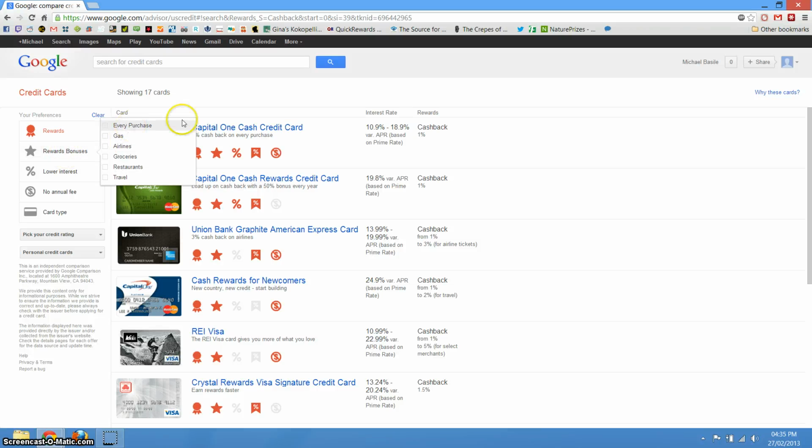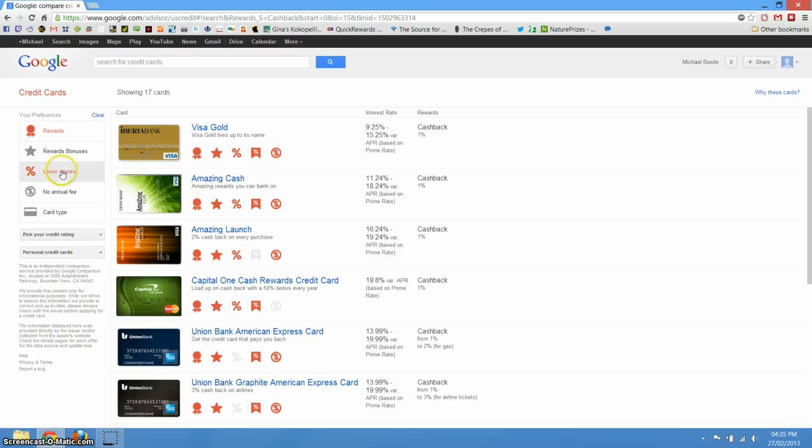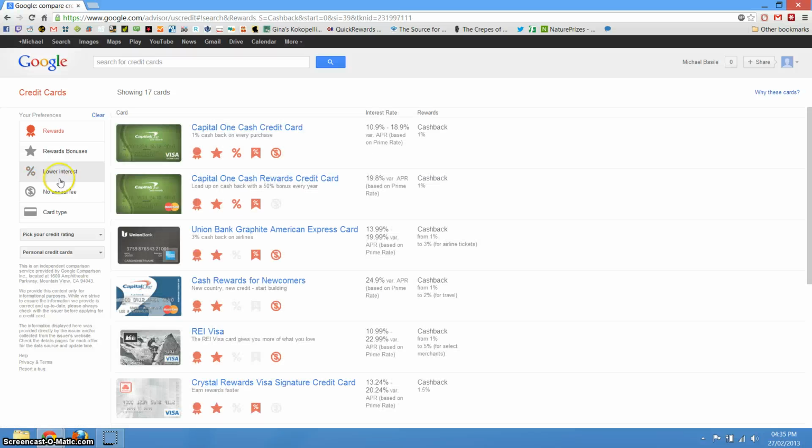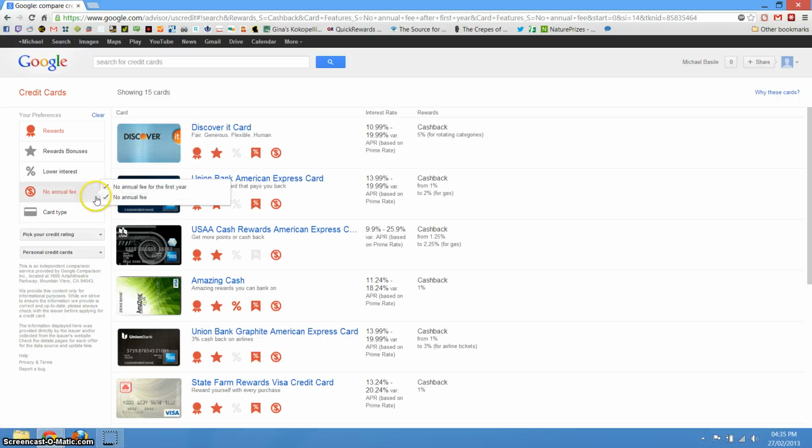Alright, reward bonuses, I kind of understand what they mean by reward bonuses. So I don't really need one specifically. Lower interest. I don't really care about the interest rate because I do pay it back, so that doesn't really help me. No annual fee also. I'll go first year. Let me see. Alright. So no annual fee is good. I like being able to sort by that.